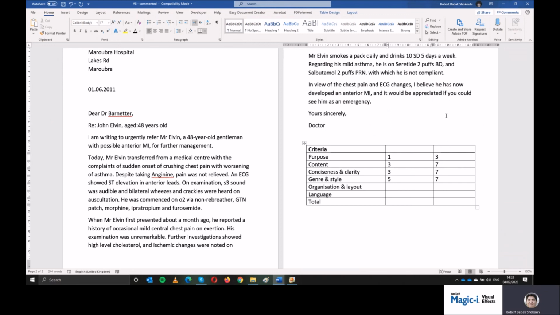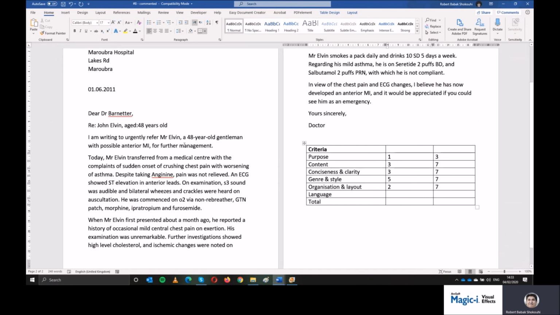Organizational layout. I'm afraid you don't get much here. Your layout is a layout of a letter, which is okay. You get 1 point there. But the fact that you haven't actually highlighted key information and your organization is not logical, okay? Yes. So I would probably say you just get 1 or 2 marks here.